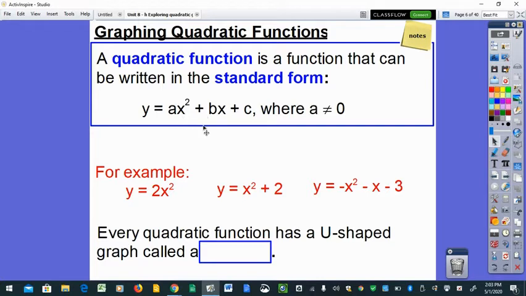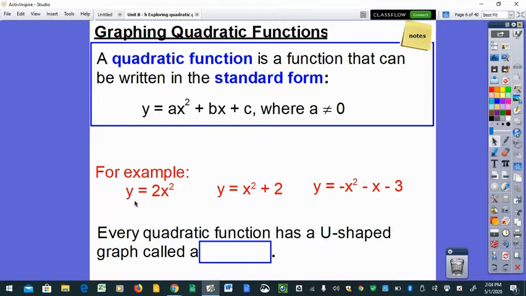So our input is going to be x, our output is going to be y, and the a, the b, and the c are going to be numbers that are going to affect where that graph, where that curve goes on the coordinate plane. So here are some examples of quadratic functions.